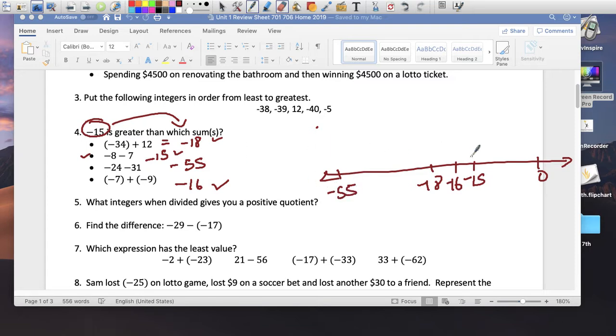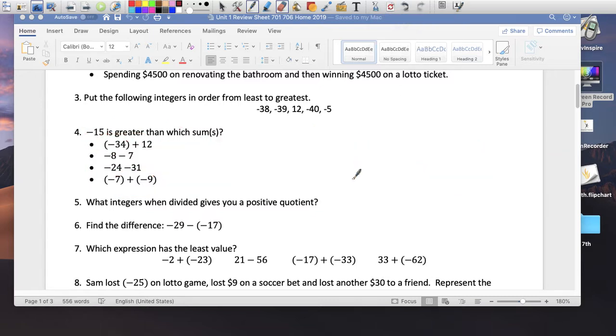And then I'm asking you, this number right here, negative 15, is greater than which of these numbers? Well, it's not greater than negative 15, but it's definitely greater than negative 16, it's greater than negative 18, and it's greater than negative 55, because it's more towards the right on the number line, right? So it's greater than this one, the third one, and the fourth one. And as far as the second one, it's a tie, because they're both negative 15.